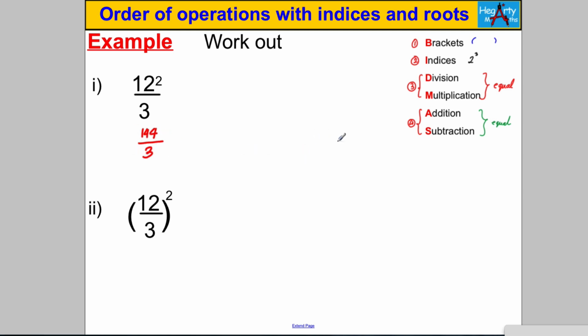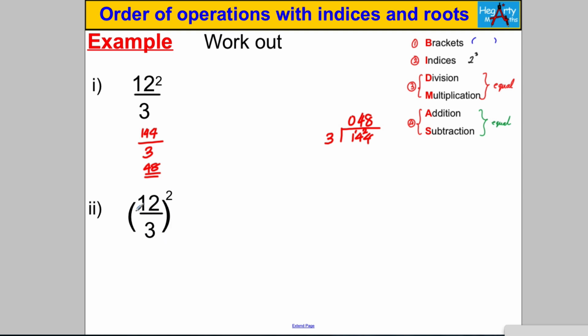I don't know what it is off the top of my head, so I'm going to go over here and do a short division. 144 divided by 3. How many 3's into 1? None, carry the 1. How many 3's into 14? 4, carry 2. And how many 3's into 24? 8. So the answer to this problem is 48.